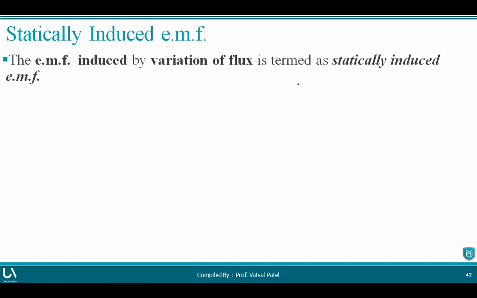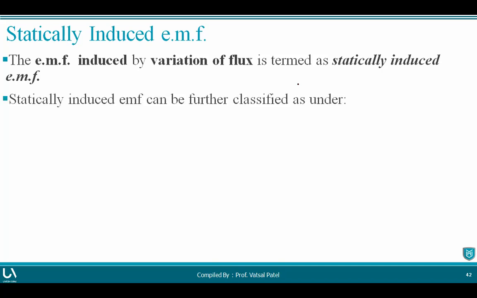So the EMF induced by the variation of the flux is termed the statically induced EMF. In this case, the conductor or the coil will be stationary. Only the flux or the field will change, and according to that the induced EMF will be there. Now, this statically induced EMF is classified further: the first one is the self-induced EMF, and the second one is the mutually induced EMF.